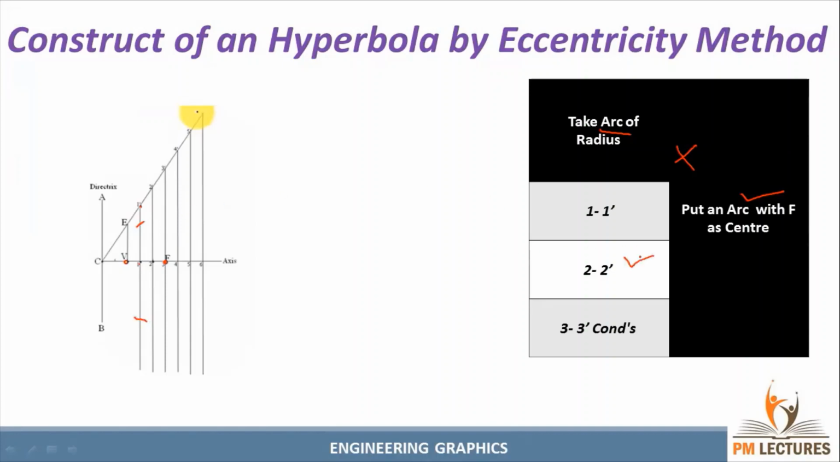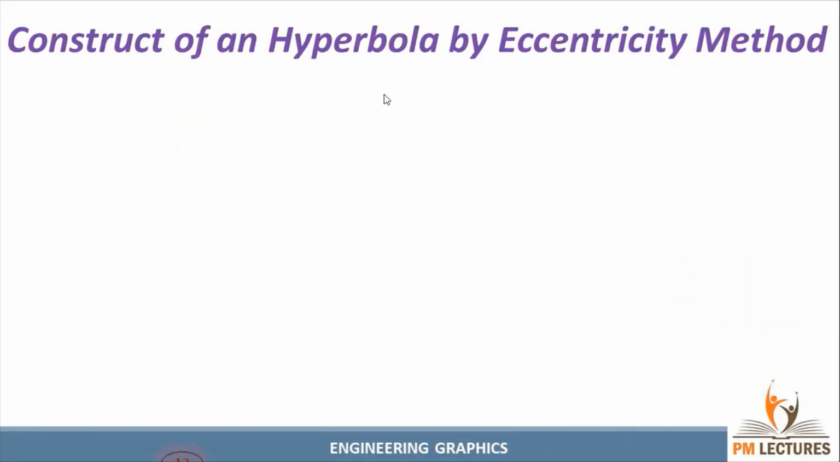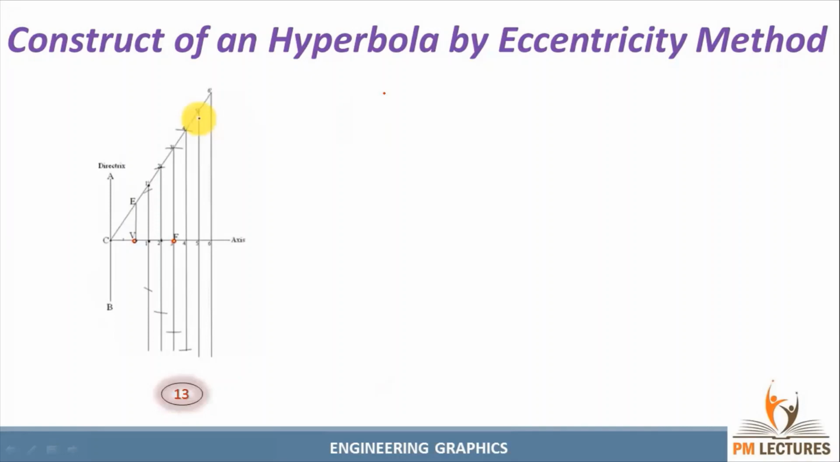Similarly, in the second step, measure 2 to 2 dash, and with F as the center, keep one leg of your compass at F and make an arc like this, on both sides. Similarly, continue the step: measure 3 to 3 dash, with F as the center, and make an arc like this. Similarly, do 4 to 4 dash with F as the center. You can continue the steps. After continuing the steps, it will look like this, guys. You can get a clear view in the next picture.